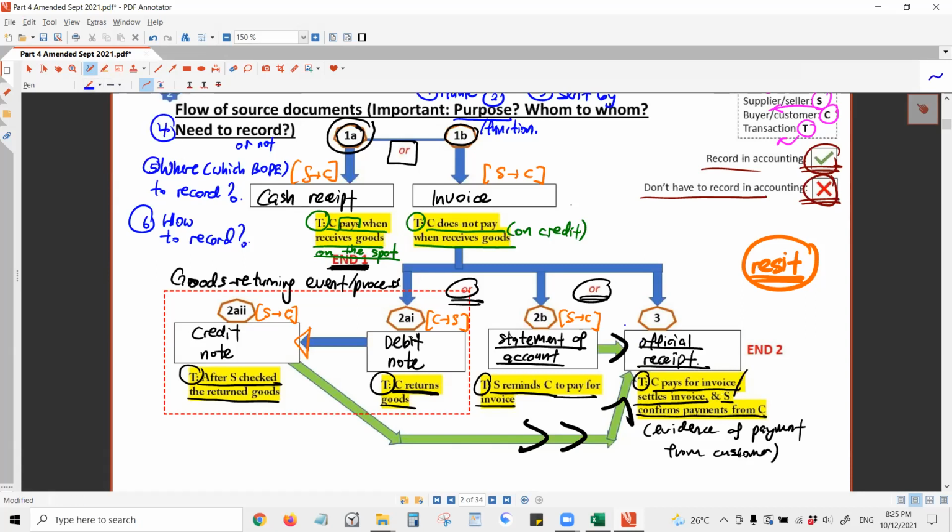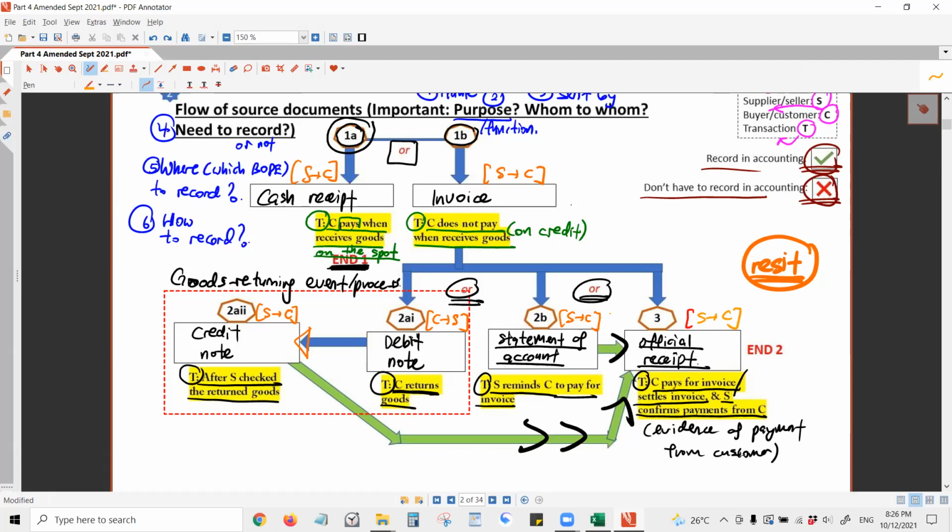So who sends this document? Who sends the official receipt? Very obvious here. S to C. So you see, among these 6 documents, there is only one document that is sent by customer to supplier, which is debit note. Debit note is sent by customer to supplier, and all other documents here are sent by supplier to customer.